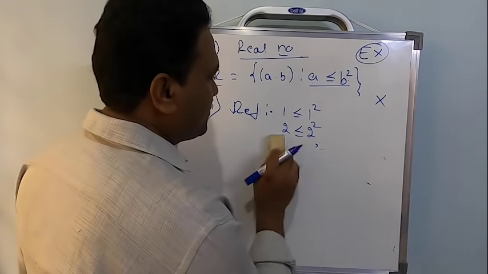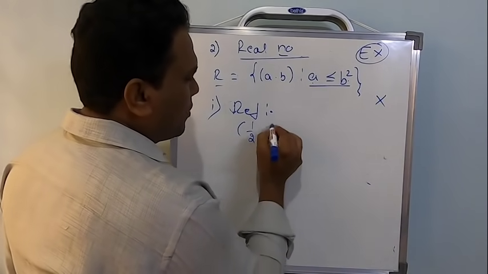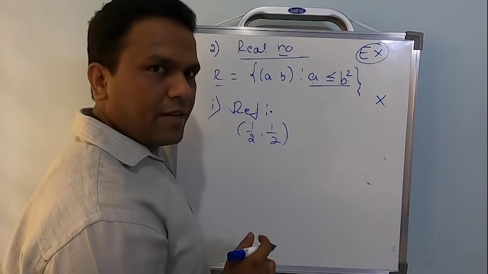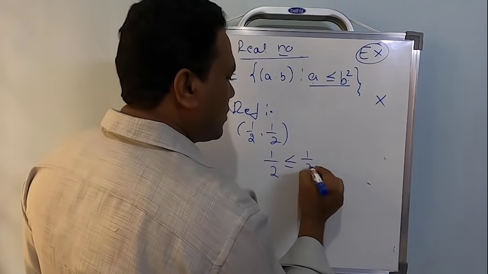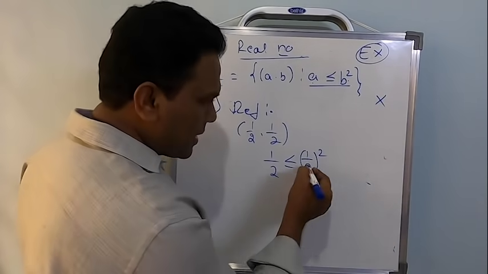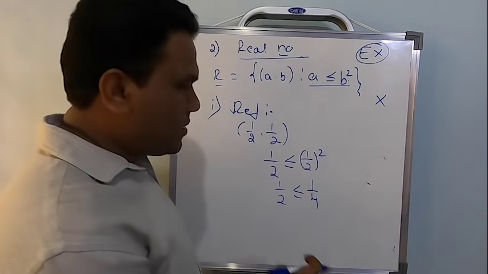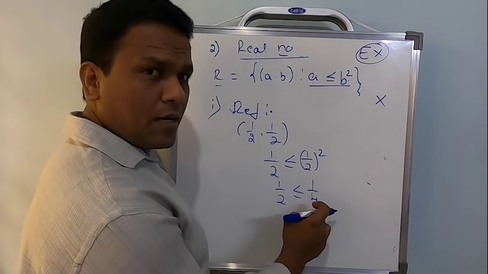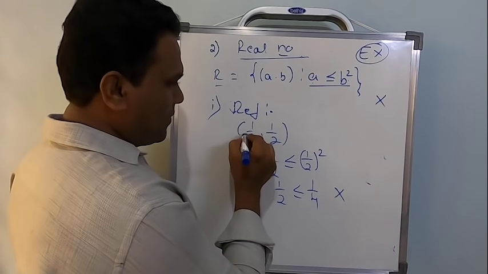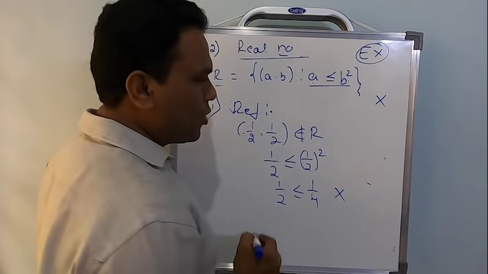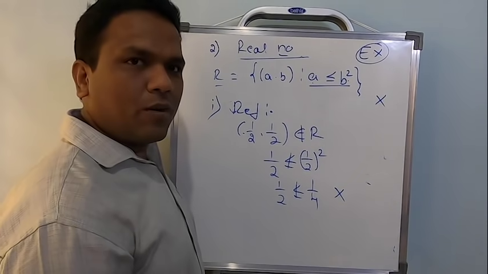So instead of 1, let me take the ordered pair (1/2, 1/2). I'm just repeating a and b, both are the same here. Is it possible to say 1/2 is less than or equal to (1/2) the whole square? What is actually (1/2) square? 1/4. Is it true that half is less than or equal to a quarter? This is not possible, right? Then this ordered pair does not belong to R, because I cannot say half is less than or equal to 1/4.